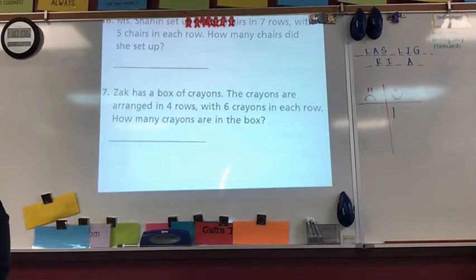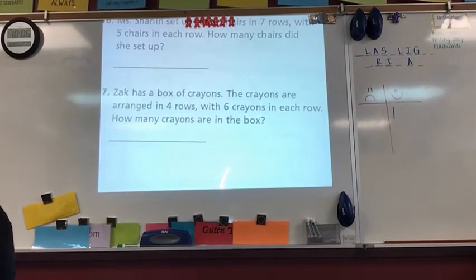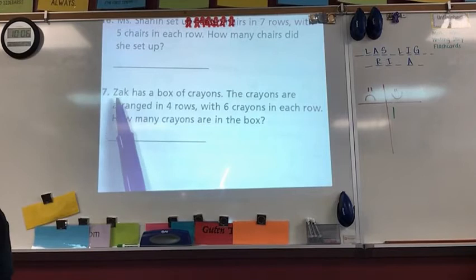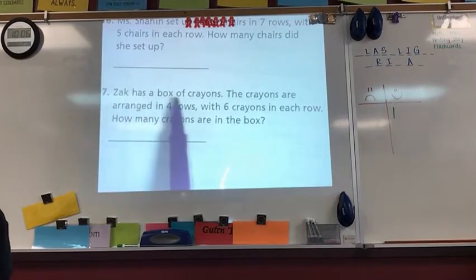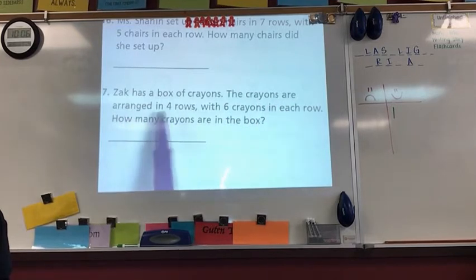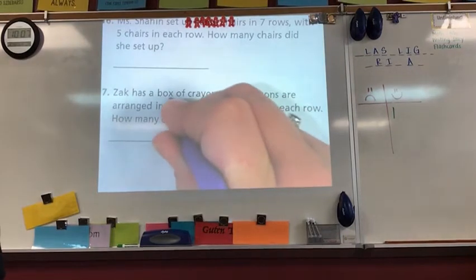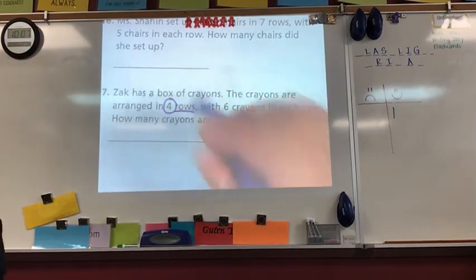Let's read it again together, and this time we're going to circle our numbers and key information that we hear, so you can practice pausing with me, okay? Zach has a box of crayons. The crayons are arranged in 4 rows. Oh, I need a pause. That's important information. 4 rows.